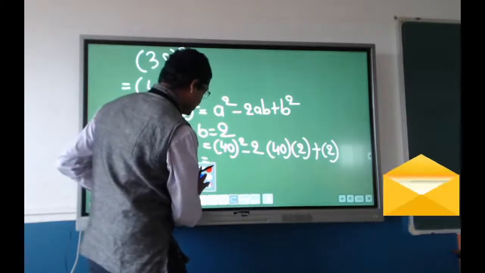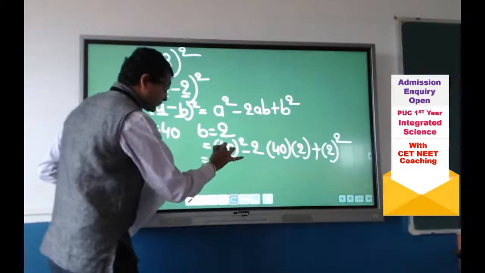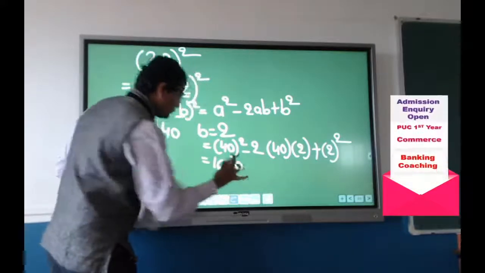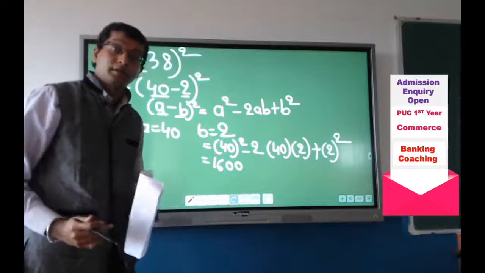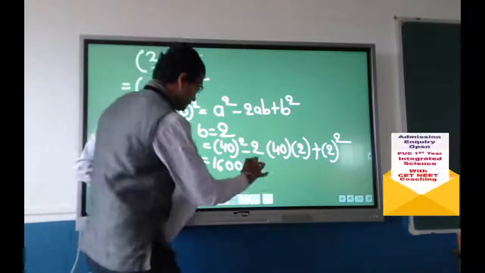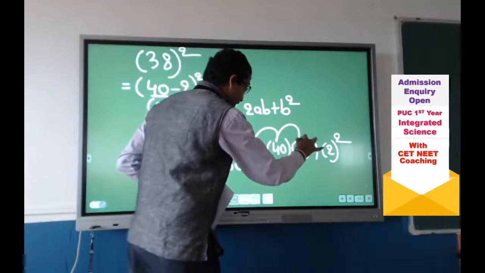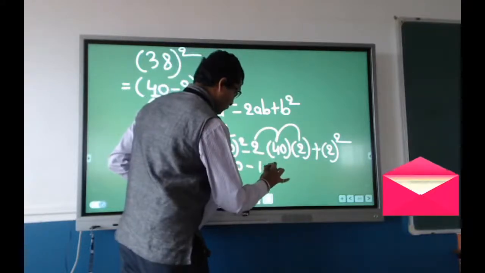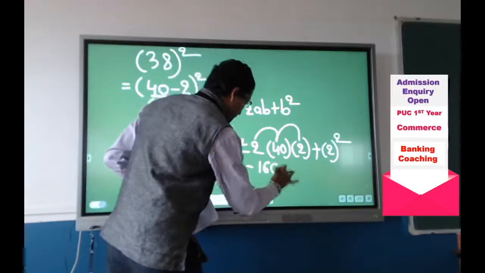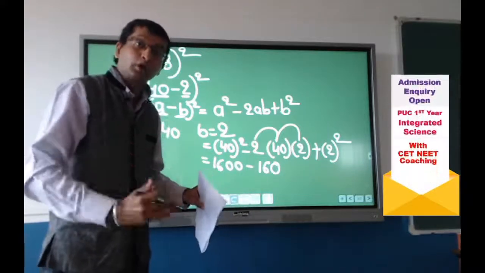2 square. Yes. So 40 square: 4 square is 16, single 0 square is double 0. I am using such a technique. Next, 2 fours are 8, 8 twos are 16. Then there is a 0, so I take it back. It will become 160. Very simple. I am not using a table, not more than 10.